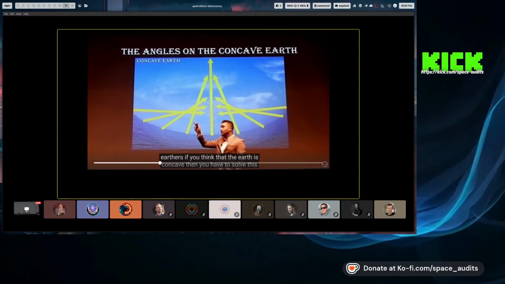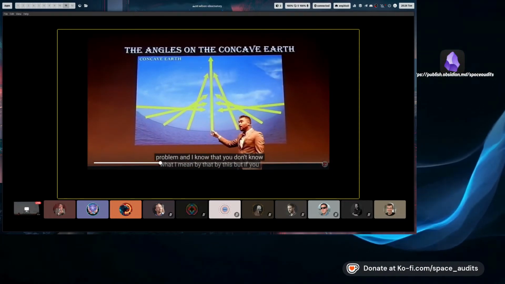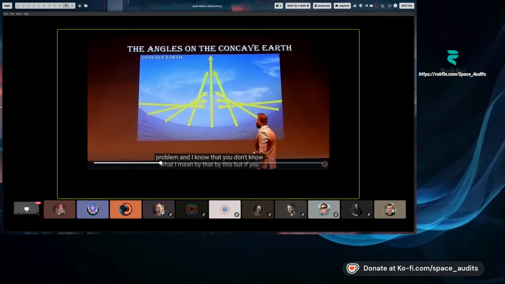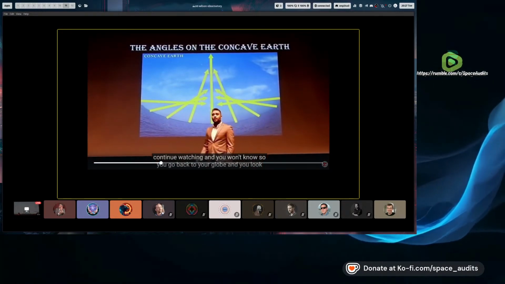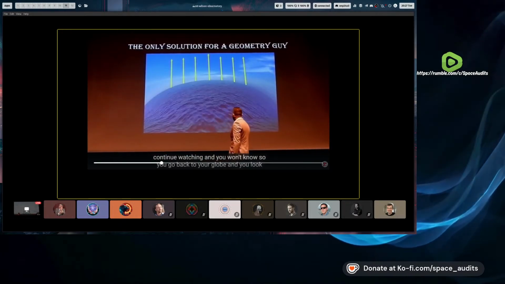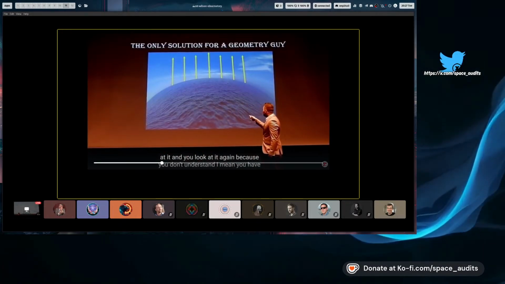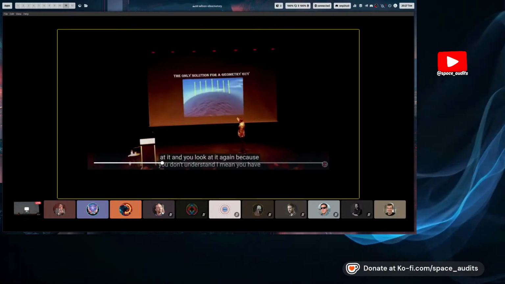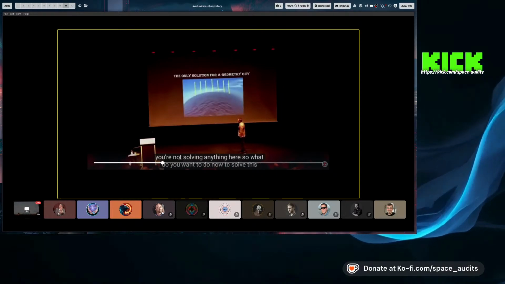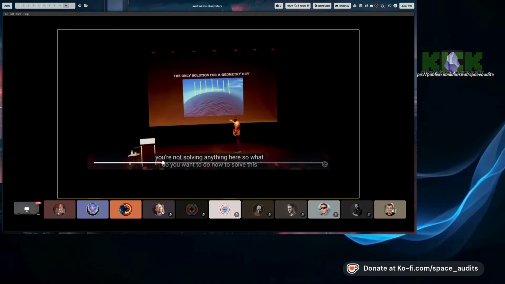If you think that the Earth is concave, then you have to solve this problem. And I know that you don't know what I mean by this, but if you continue watching, then you will know. So you go back to your globe, and you look at it. And you look at it again, because you don't understand. I mean, you're not solving anything here. So what do you want to do now to solve this problem?